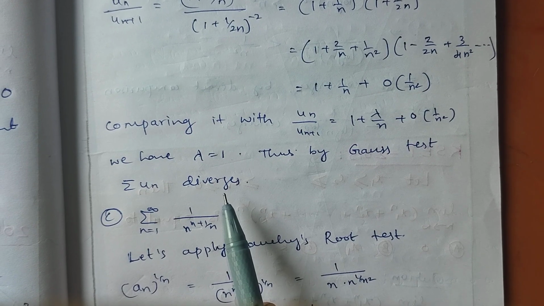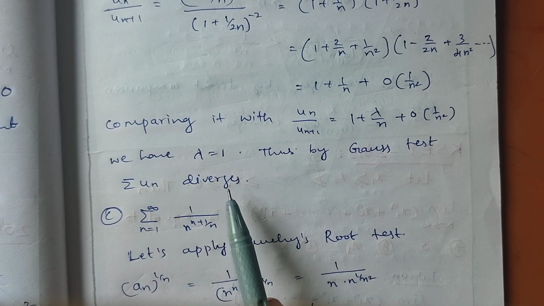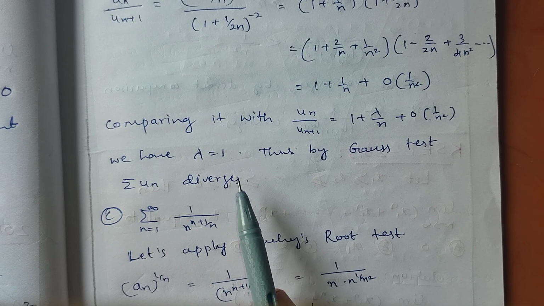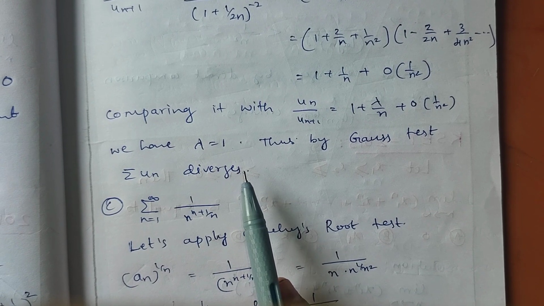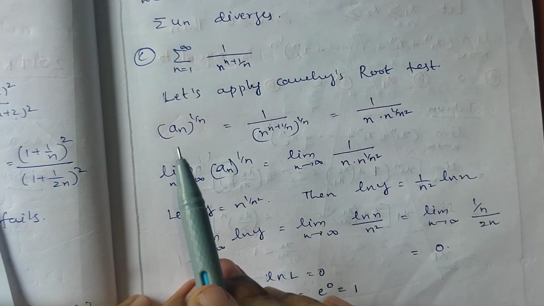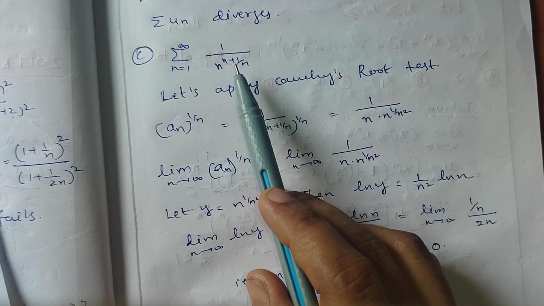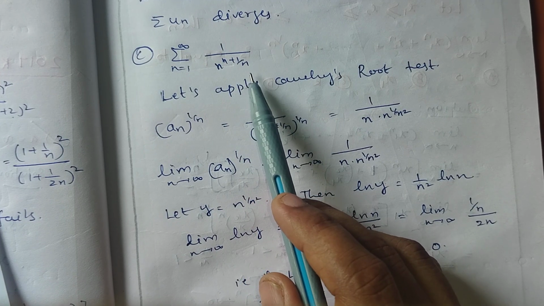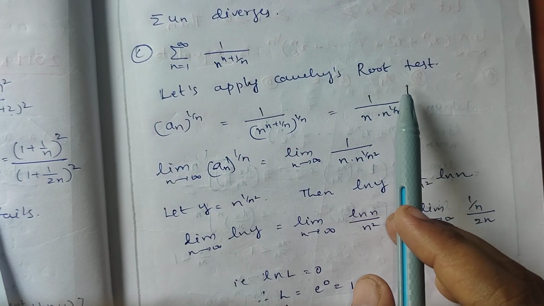Please see the real analysis session about infinite series. In that I have explained all the tests. Okay. Next term is series n equal to 1 to infinity 1 by n to the power n plus 1 by n. So let us apply Cauchy's root test here.